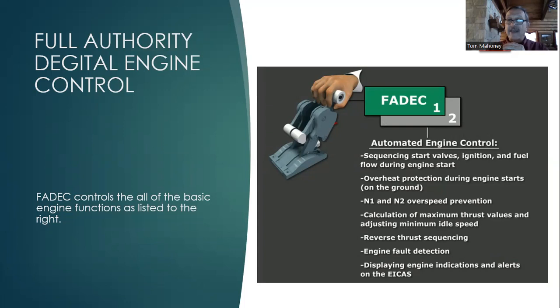It's a calculation of maximum thrust values and adjusting minimum idle speed, reverse thrust sequencing. So when you pull the reversers out after landing, it sets up how those thrust reversers are going to operate when thrust reverse is actually applied, and it does it automatically through automatic sequencing. And then it also recognizes when you have an engine fault and can give you that detection ability. And then it displays those engine indications and alerts on your ICAS pages up in your flight deck.